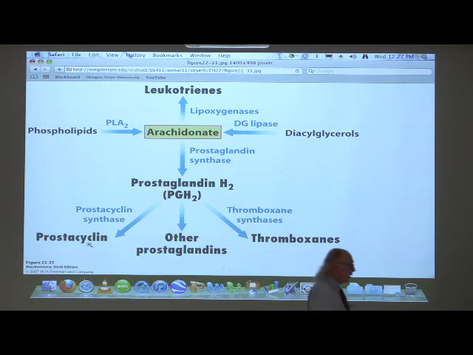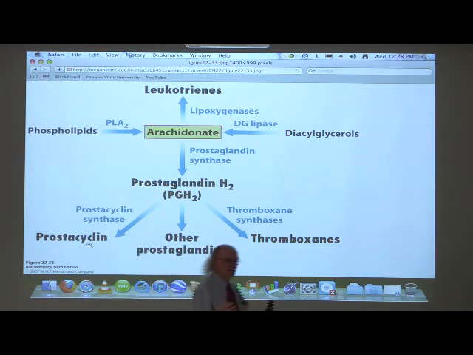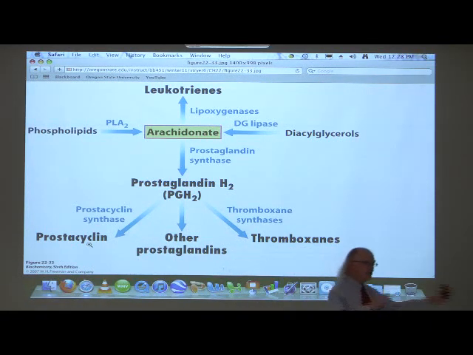Now, prostaglandins have many different functions. They range from causing inflammation and swelling and pain, to functions of uterine contraction in childbirth. They may cause menstrual cramps. They may affect blood pressure. They may affect the blood clotting. They have many different things. And as a consequence, there are many different prostaglandins. Some do one thing, some do another thing.